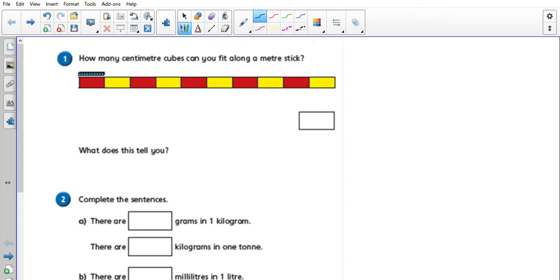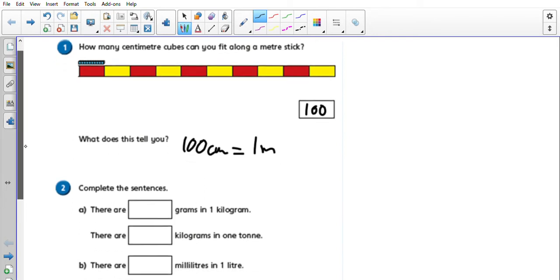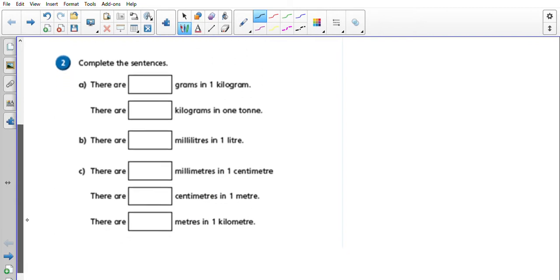So how many centimetre cubes can you fit along a metre stick? Well, you fit 10 there, we're going to fit 100 in our metre stick, we know that. What does this tell you? It tells you that there are 100 centimetres in 1 metre. That's going to sort of take the direction for this.